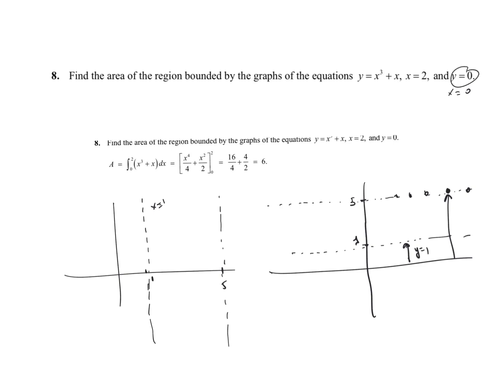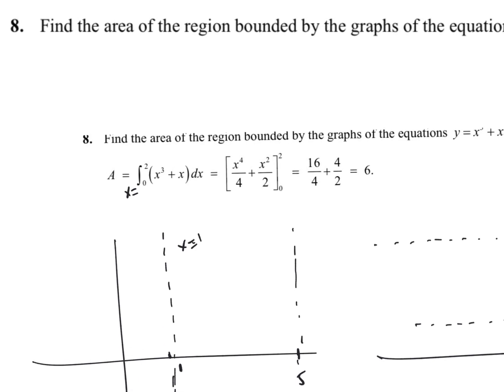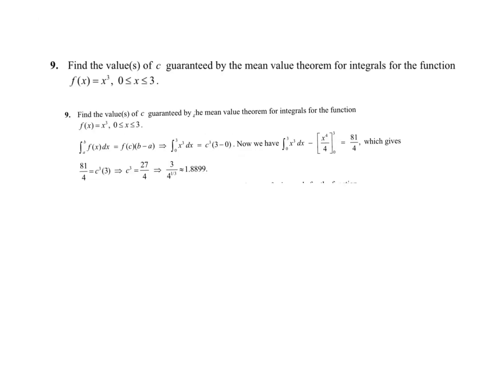Okay. So the area is from x equals 0 to x equals 2. And the area is the antiderivative of this function, which is x to the 4th divided by 4 plus x squared divided by 2. If you make the calculation, it will be 6. Let's go to the next one.